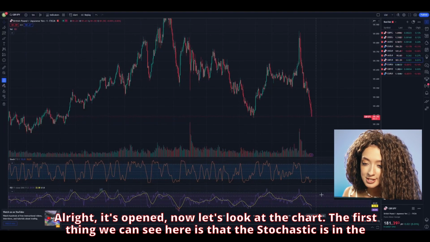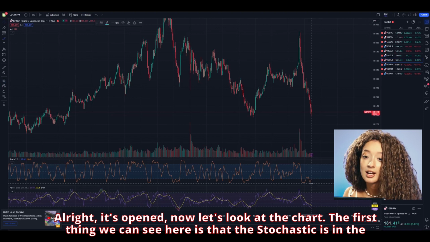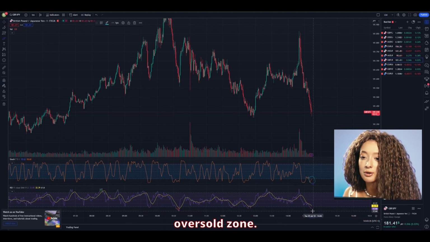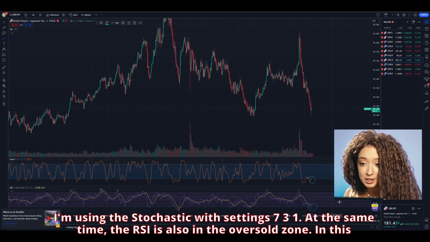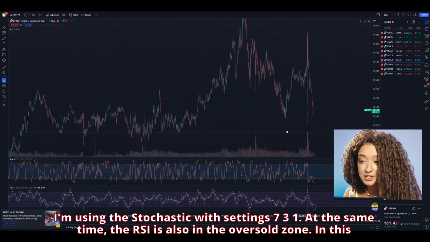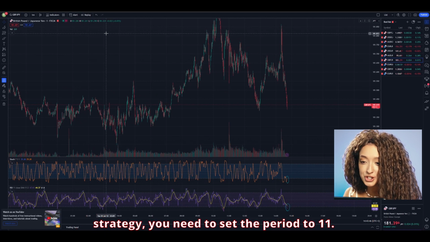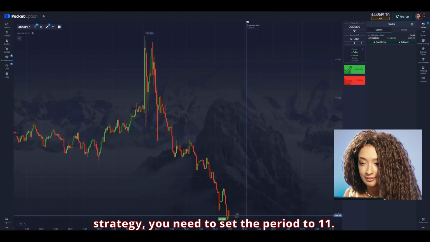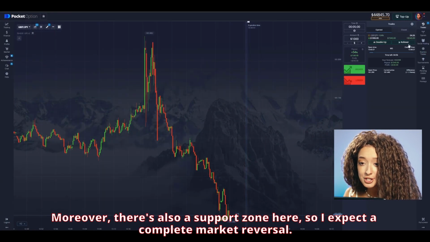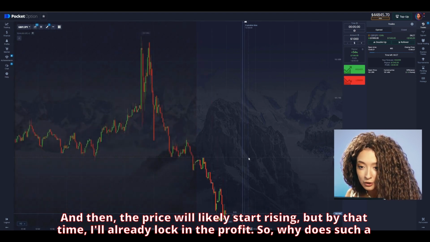Alright, let's open it, so now let's look at the chart. The first thing we can see here on the chart is the stochastic in the oversold zone. I'm using the stochastic with the settings 7, 3 and 1. At the same time, the RSI is also in the oversold zone. In this strategy, you need to set the period to 11. Moreover, there is also a support down here, so I'd expect a market reversal, and then the price will likely start rising, but by then I'm already locked in the profit.